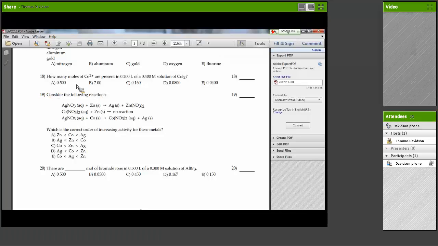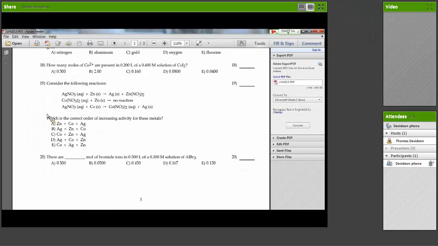How many moles? We've done this 100 times. I give you a volume, a molarity, you find me moles. Super not hard. Who thinks they already know that answer right now? Okay. The rest of you should really remind yourselves how to do that.